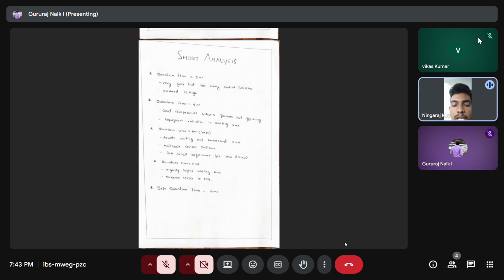So here I conclude that round robin performance depends heavily on choosing the right time quantum. Through this experiment, 6 milliseconds proved to be the optimal choice for balancing fairness, responsiveness, and efficiency.